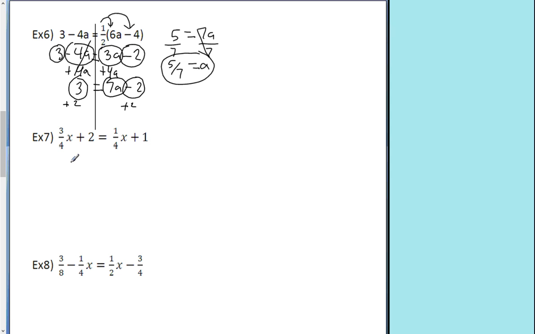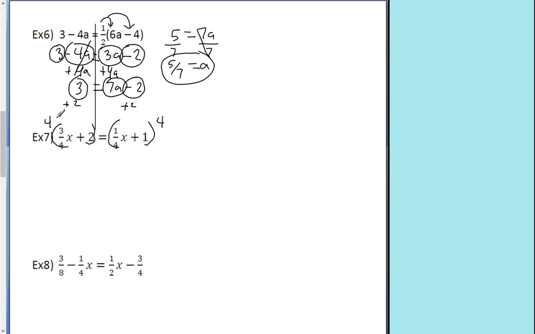One of my personal favorites. I've got a whole bunch of fractions here. I hate fractions, hate them, hate them. So anytime I can get rid of fractions, that's what I'm going to do. So this is what I want you to do. When you see a bunch of fractions in a problem, look at the denominators of the fractions and say, what number could I multiply them both by? Well, 4. So I'm just going to start off and multiply both sides by 4.